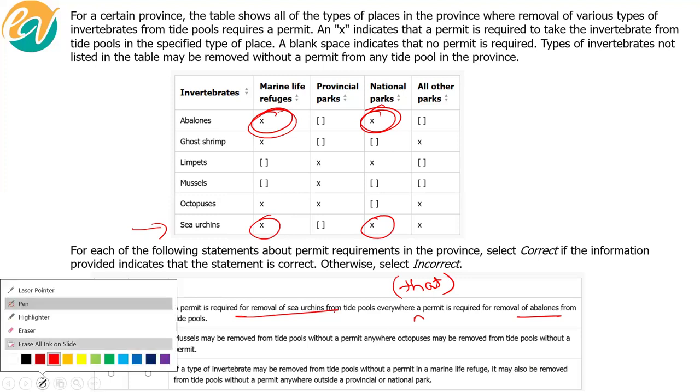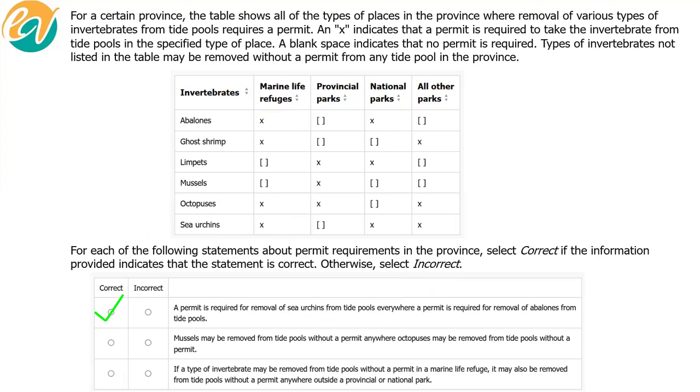So this is the one thing that you need to be clear about. In fact, the second one is also very similar. Mussels may be removed from tide pools without a permit, and octopuses may be removed from tide pools without. So again, which one would we look at first? Octopus. Where can octopuses be removed without a permit? National parks. Can mussels also be removed without a permit from national parks? Yes, mussels can also be removed without a permit from national parks.